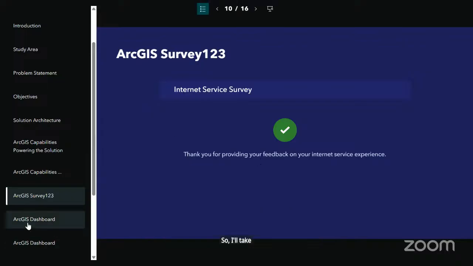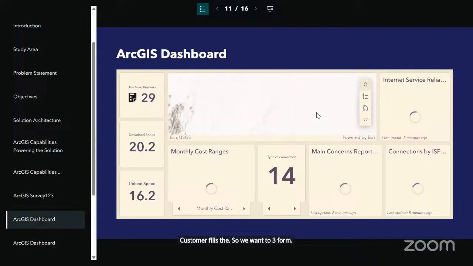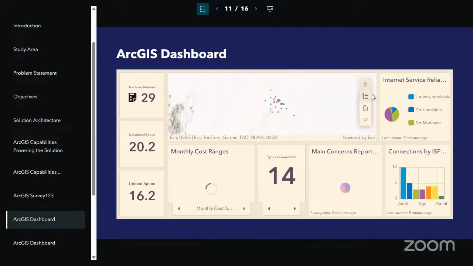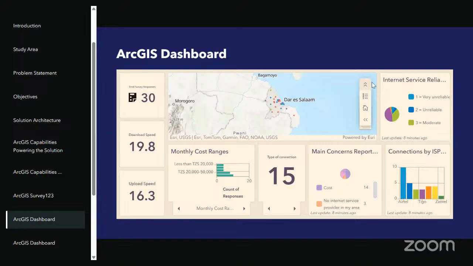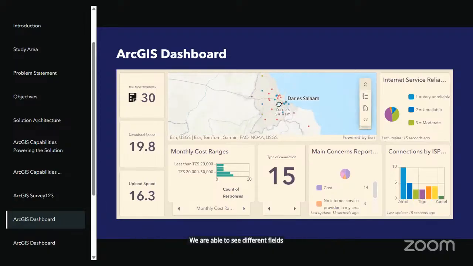So I'll take you direct to the dashboard that data are fed to after the customer fills the Survey123 form. Hereby is our ArcGIS dashboard for internet service quality. And with this dashboard, we are able to see different fields that were filled by the customer to assess the service quality.